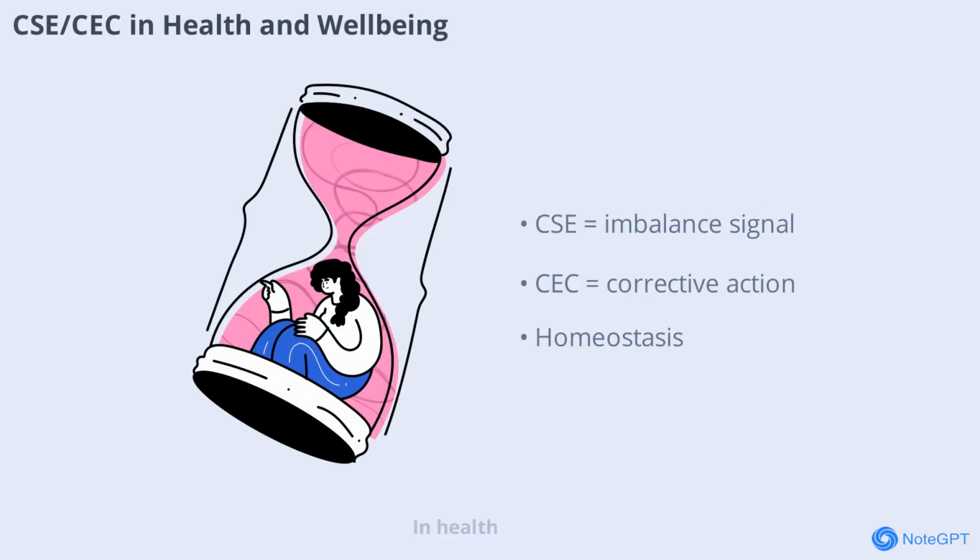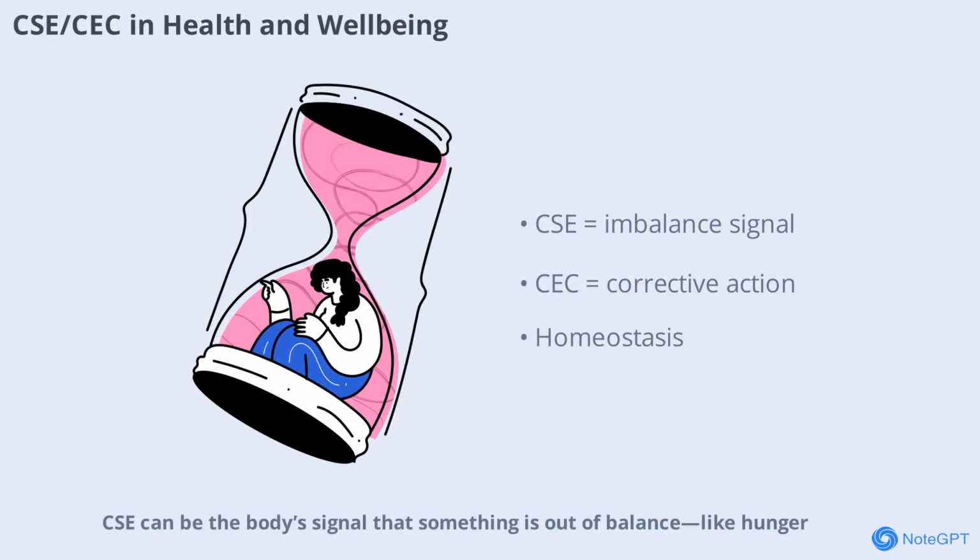In health, CSE can be the body's signal that something is out of balance, like hunger, fatigue, or stress. CEC is the corrective action: eating, resting, or relaxing. By listening to CSE signals and applying appropriate CEC, you maintain homeostasis and well-being. This self-regulating loop is fundamental to life.